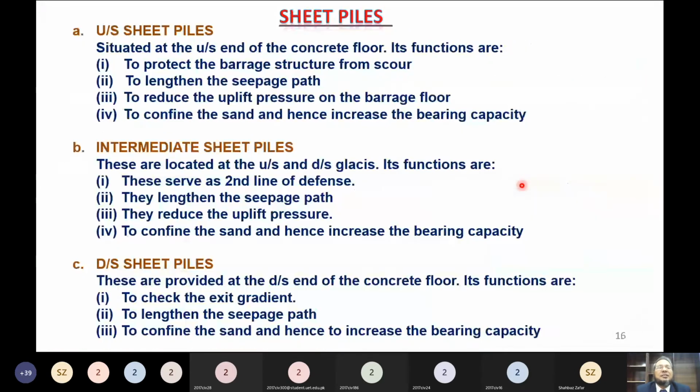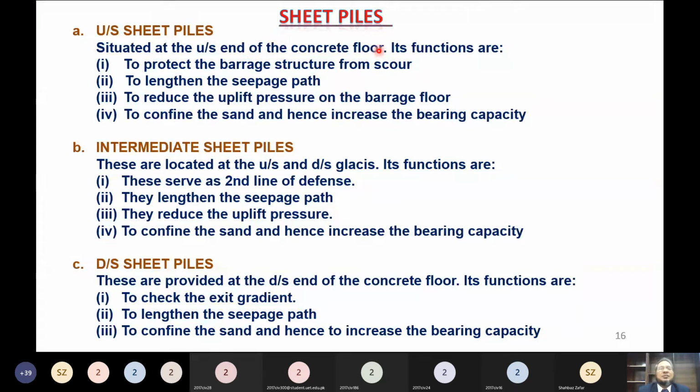Now there are several types of sheet piles, as we have already discussed. One is the upstream sheet piles, second are the intermediate sheet piles, and then the downstream sheet pile. What is the upstream sheet pile? Actually these are the sheet piles which are driven in the ground, in the bed of the river, at the upstream end of the concrete floor.